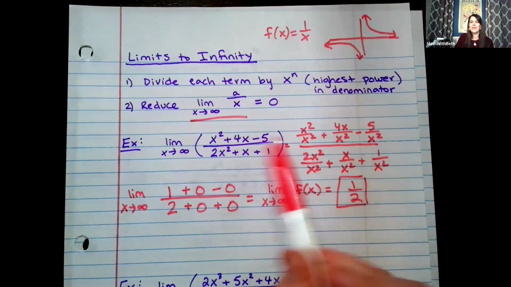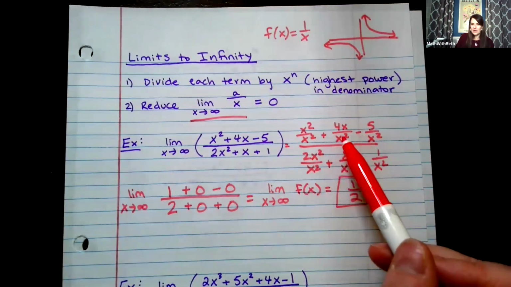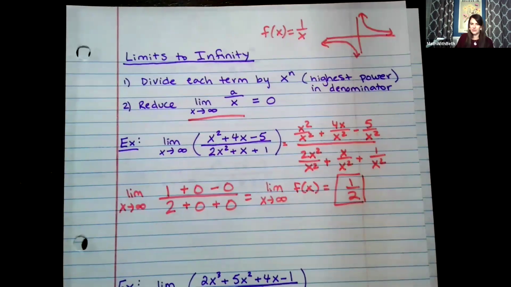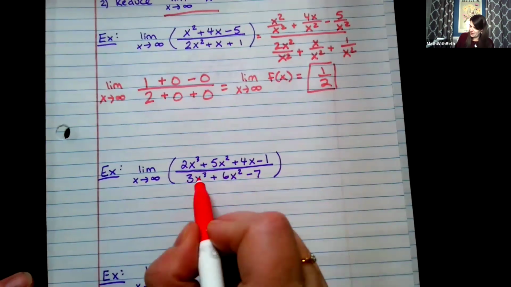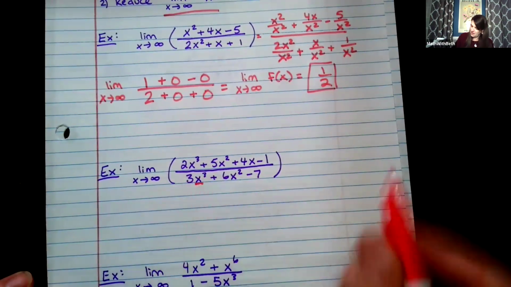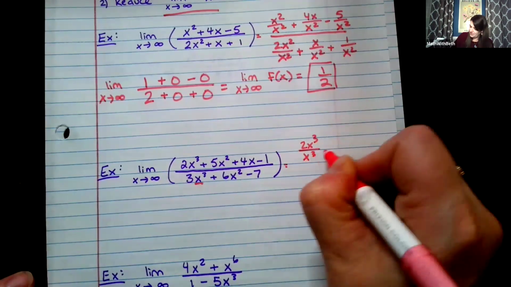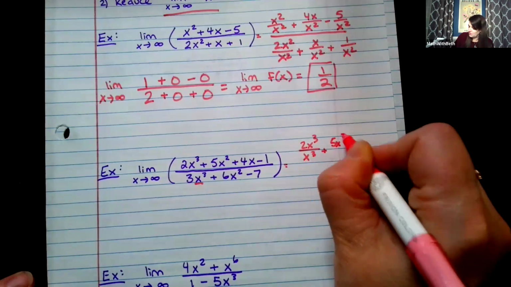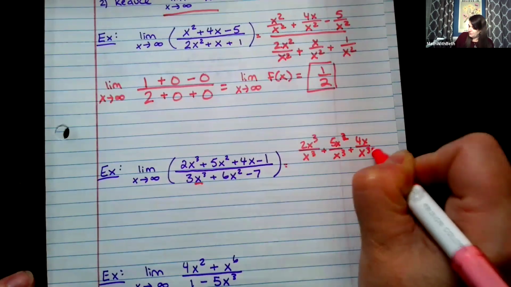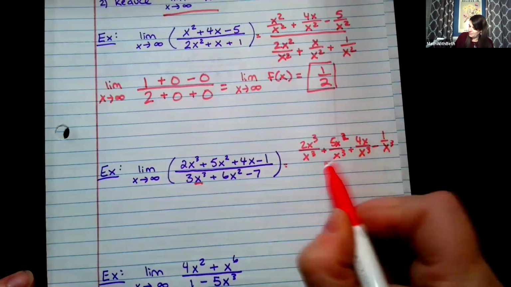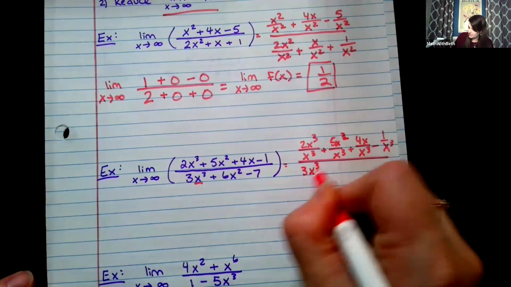So divide everything by the highest power in the bottom, and reduce, keeping in mind that anytime you end up with more x's on the bottom, it's going to turn into a 0. So let's try that again. This time the highest power is the x to the third. I'm going to divide everything by x to the third on the top and the bottom, and I'm going to reduce, keeping in mind that if I end up with more x's on the bottom, I'm just going to consider that a 0.